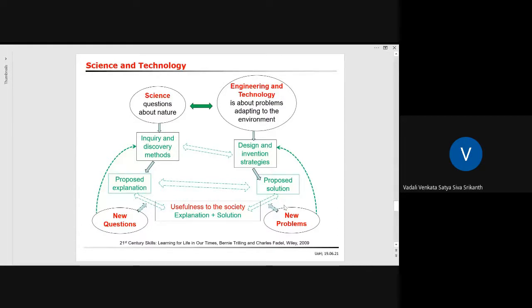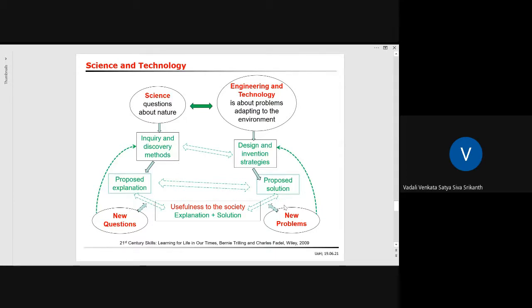Science questions the fundamental nature of things. It involves inquiry and discovery methods, while engineering deals with problems, adapting to the environment that surrounds us. We design and invent strategies to deal with a problem in engineering and technology, and this is based on scientific principles. Without science, no engineering and technology. Of course, once they get developed, they go hand in hand. In science, you propose an explanation after adopting different methods, inquiring and doing research. But in engineering and technology, you propose a solution, and the solution is again based on the explanation.